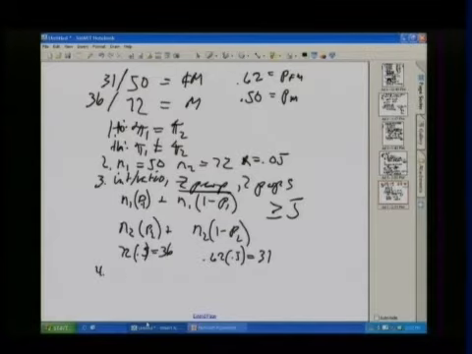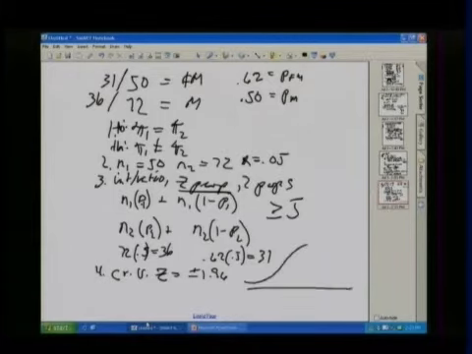Okay, step 4. I need my critical value. This is going to be a critical value of Z. It is alpha level 0.05. It is two-tailed. So therefore, critical value of Z is going to equal plus or minus 1.96. I can look in my table to find that. Remember, the area would be 0.025 in each tail. Okay, 1.96 and minus 1.96. There's my rejection region. Here's my other rejection region.